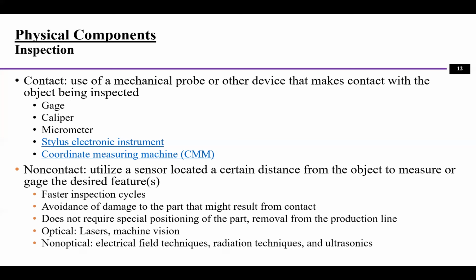Typical non-contact equipment are lasers or machine vision technologies. Lasers basically use light traveling to measure distances and also to measure the variations of the features. Machine vision basically uses pictures to tell the differences. Of course, there are technologies other than optical, some non-optical ones, such as electrical field techniques, radiation or ultrasonics.